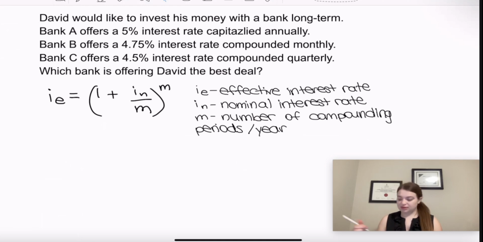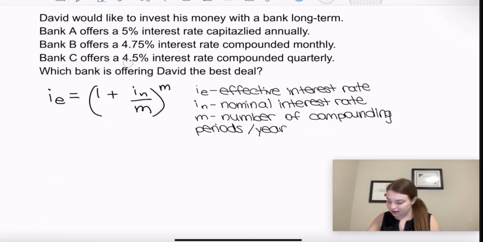Now, we might immediately think, oh, well, of course, it's 5%. That's a bigger number than the other two, so case closed, we're done. However, keep in mind that this is only giving us the nominal interest rates. We need to calculate the effective interest rate, because when we compound more often, like when we compound monthly or quarterly instead of annually, we're going to end up with a slightly better deal. So we need to figure out, what's the equivalent of 4.75% interest rate compounded monthly? If it were compounded annually, it would be slightly higher, right?